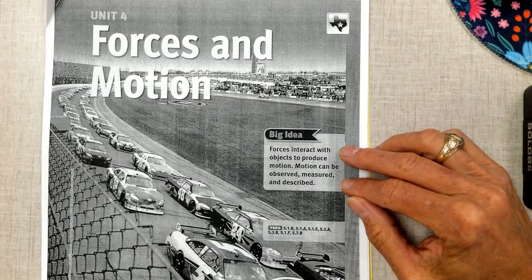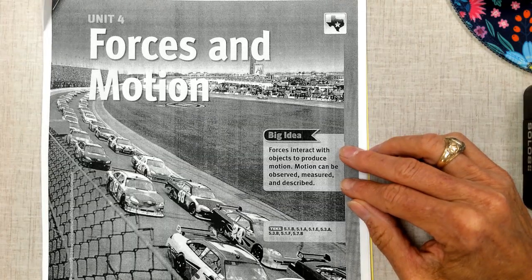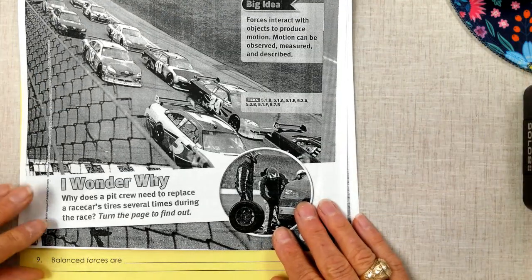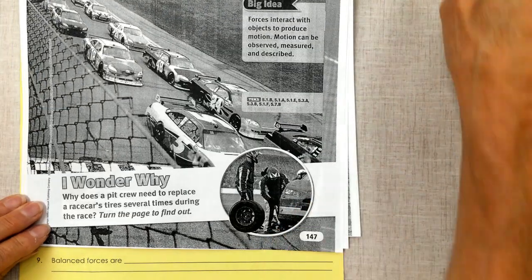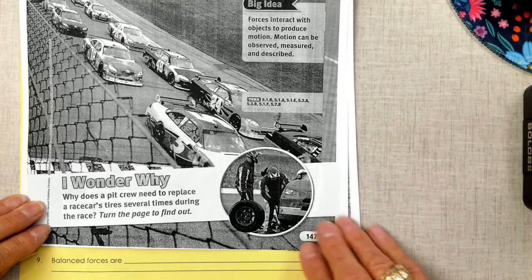Forces interact with objects to produce motion. Motion can be observed, measured, and described. And down here at the bottom, it says, I wonder, why does a pit crew need to replace a race car's tires several times during the race? Let's turn the page to find out.